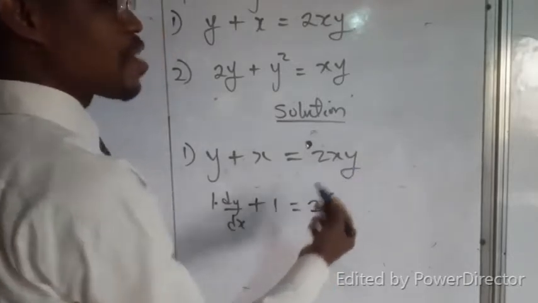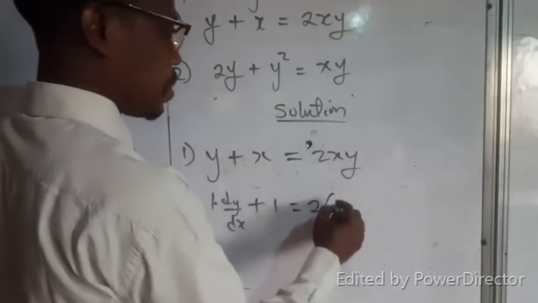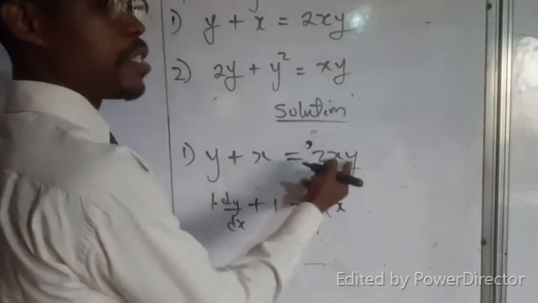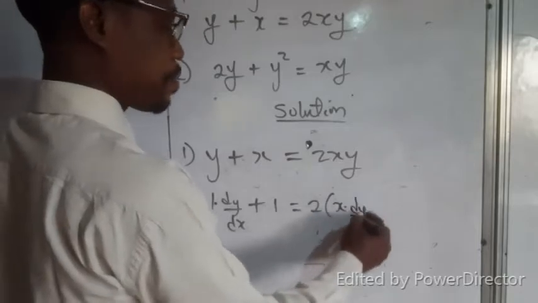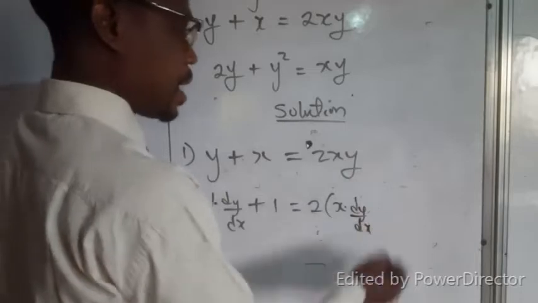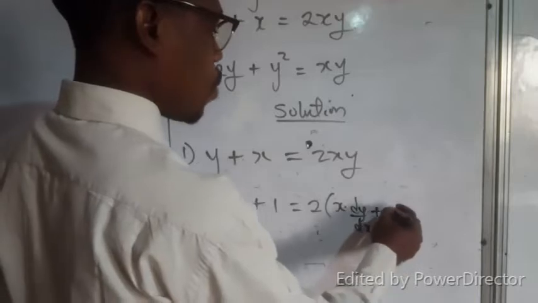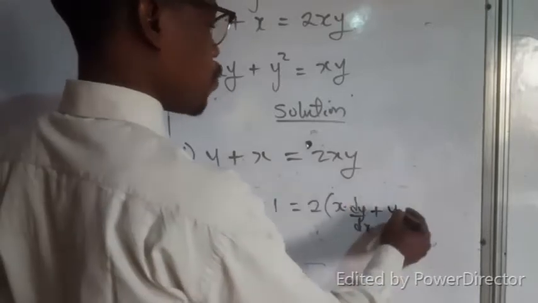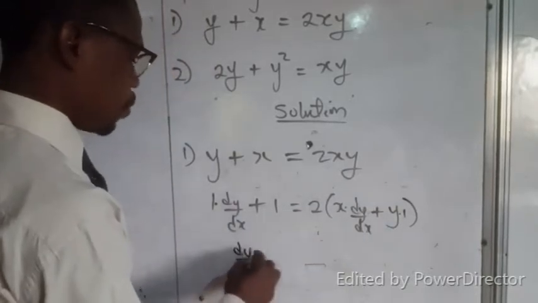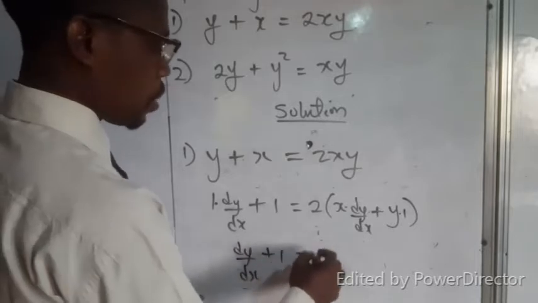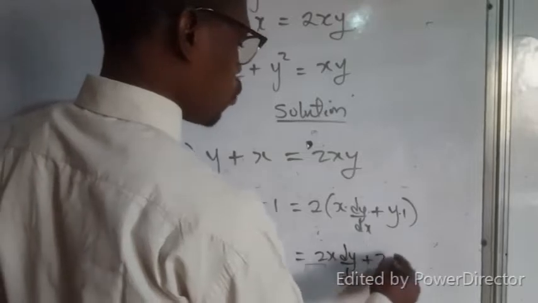You are going to differentiate xy using the product rule. That is holding x, differentiating y. When you differentiate y, that will give you 1 times dy dx, since I differentiated y. Now plus, differentiate your x by holding y. If you differentiate x, that is going to give you 1. So if you rearrange this very well, 1 times dy dx will give you dy dx plus 1 is equal to 2x dy dx plus 2y.